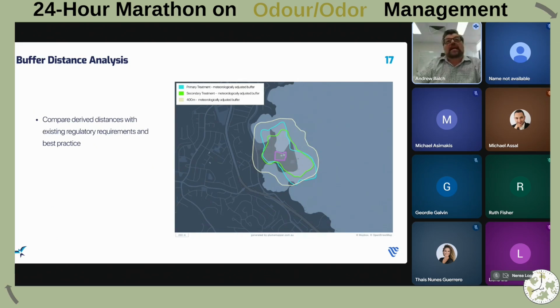We then compared the calculated site-specific buffer to the actual state's existing regulatory buffer. The regulatory buffer is a static 400-metre radial buffer from the site boundary. In this image, we have meteorologically adjusted all the buffers for comparison. This retains the buffer area while skewing its shape to account for meteorological biases. In this case, the regulatory buffer is more conservative in all directions except for the direction of the prevailing wind to the southeast of the plant.